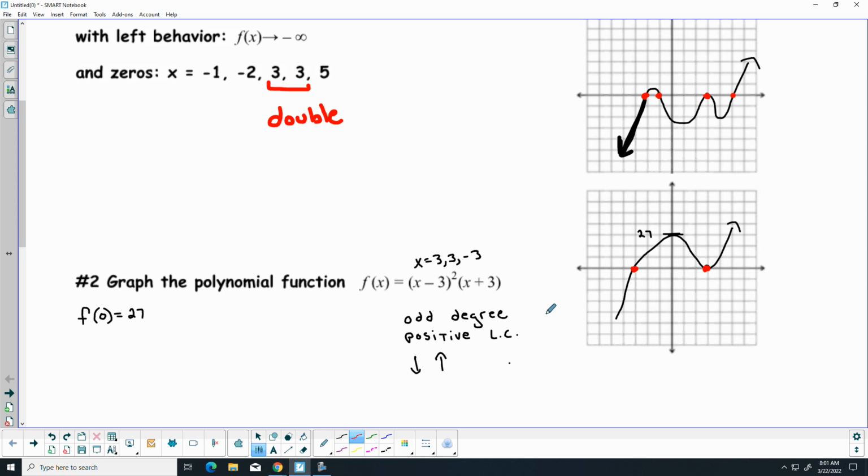And I wanted to get a little bit more accurate, so I wanted to know what my y-intercept was. So I put 0 in. And if I put 0 in, I got 27. Well, I didn't want to do 27 hash marks, so I said I'm just going to count by 9: 9, 18, 27. So my y-intercept is (0, 27).